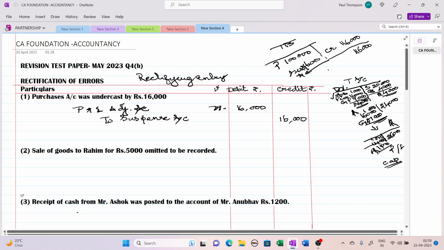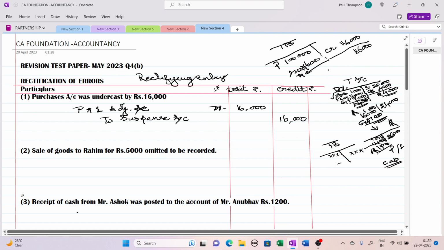Now coming to the next item. The next item is sale of goods to Rahim, rupees 5,000 omitted to be recorded. Now in the trial balance, the journal has not at all been placed. What we should have done is Rahim account debit to sales account. Then the ledger would not have been there in the sales account. This amount is not there and Rahim account is also not opened. So in the trial balance, both the items are not appearing. Rahim account debit is not appearing and sales credit is also not appearing.